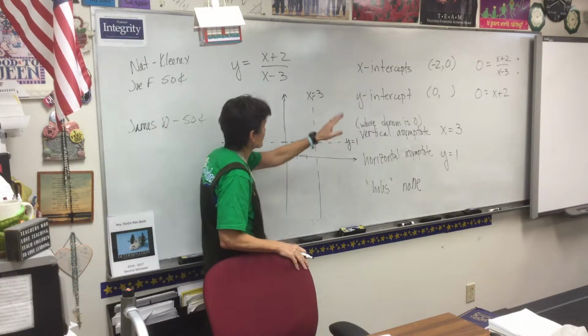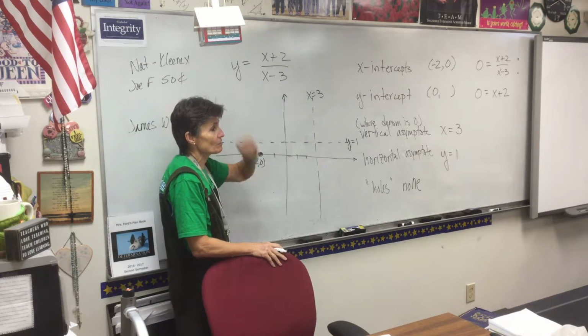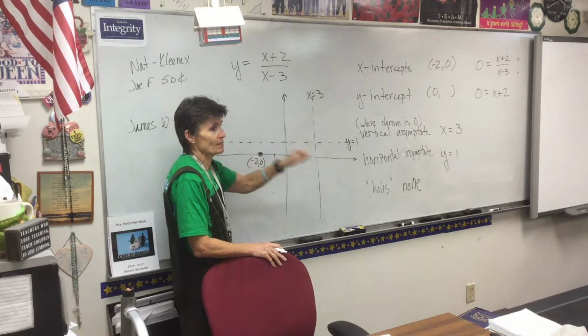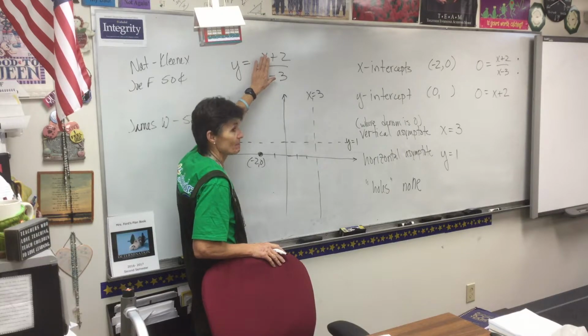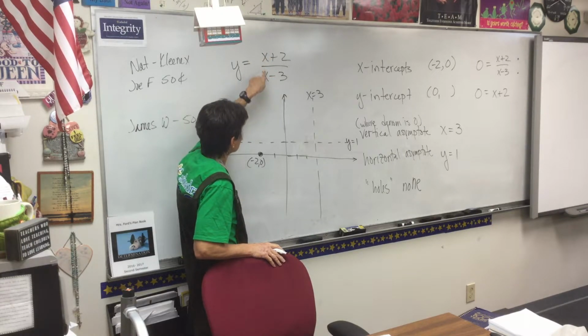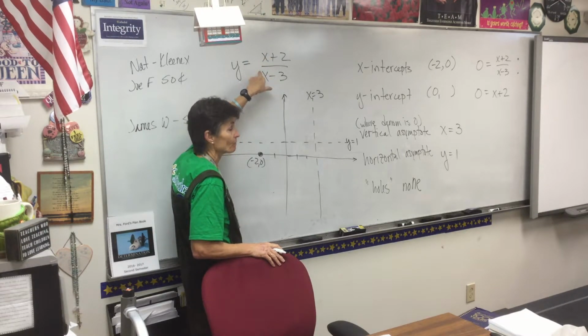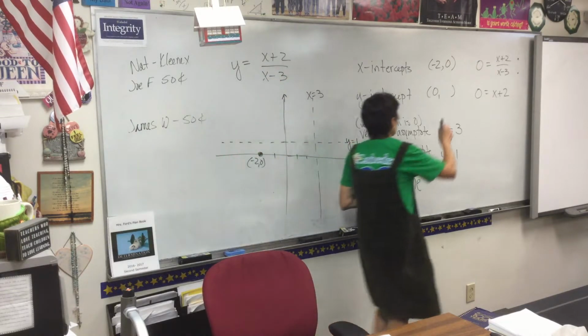Now my y-intercept. When you find an intercept, you let the other letter be 0. So to find my y-intercept, I'm going to let x be 0. What do I get if I put zeros in for the x's? 2 over negative 3. 2 over -3.